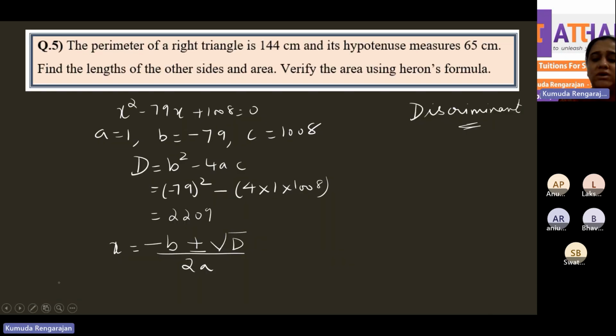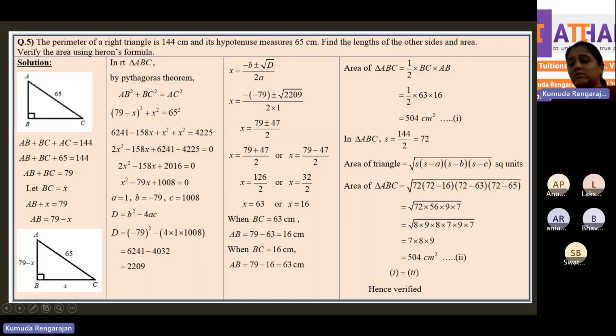Now the square root. Okay, I think I'll give you some time to write so that you can listen to the method by which you have to find the square root of a perfect square. I'll tell you that. Write down this.